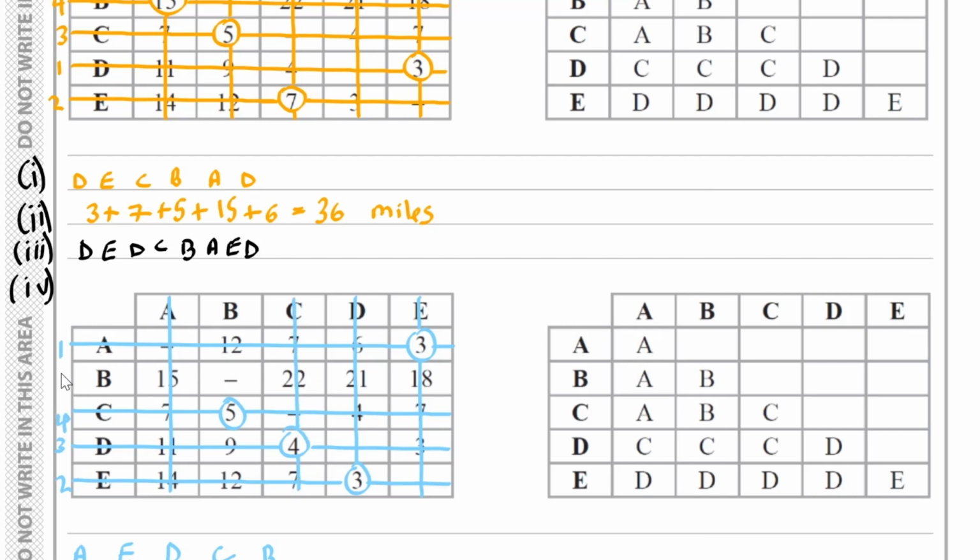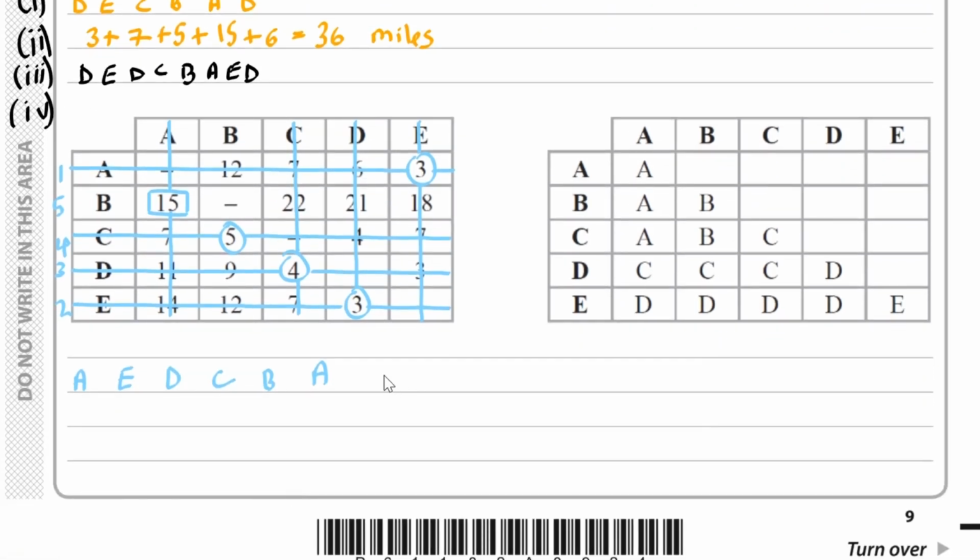And then now that we're at B, we want to go back to A. That would be this 15 over here. So let's just box that off. So then we have the B to A as shown. And in terms of the length of this, we have A to E, which is 3. And then we have E to D, so start at E, finish at D, that's again 3. And then D to C, that would be the 4.